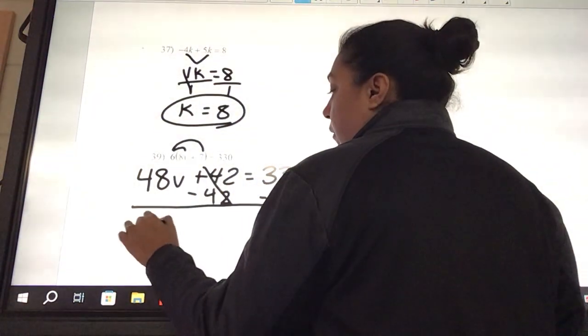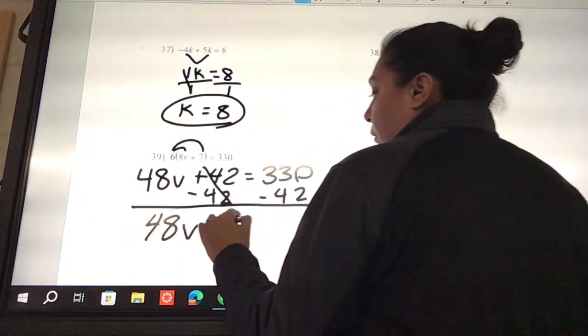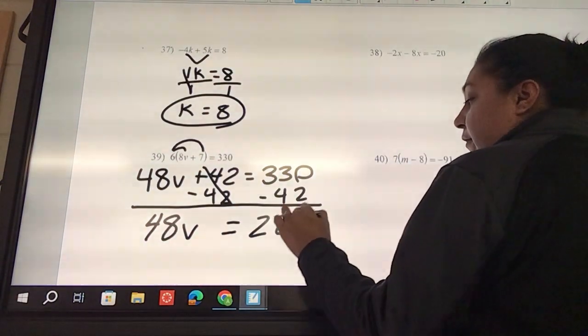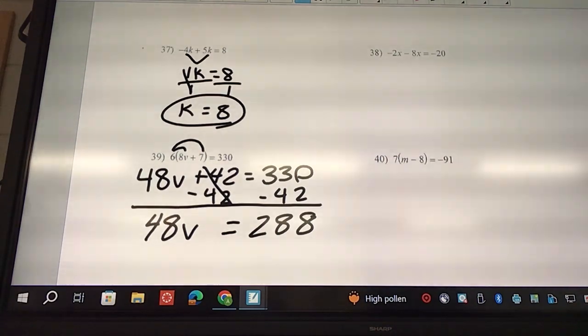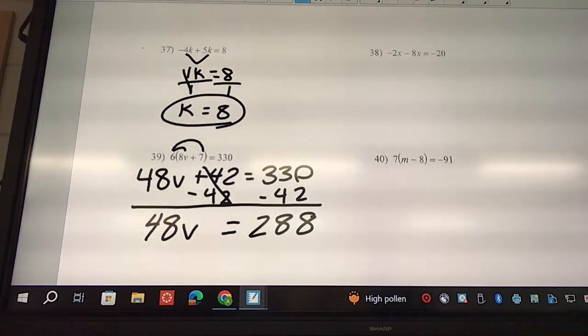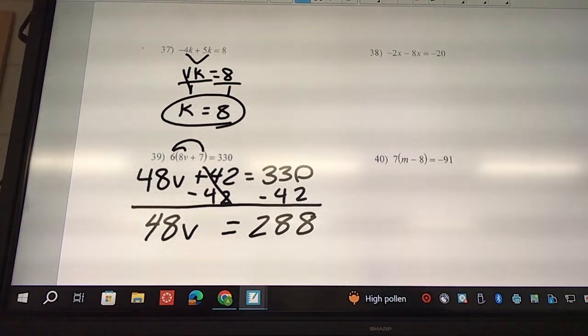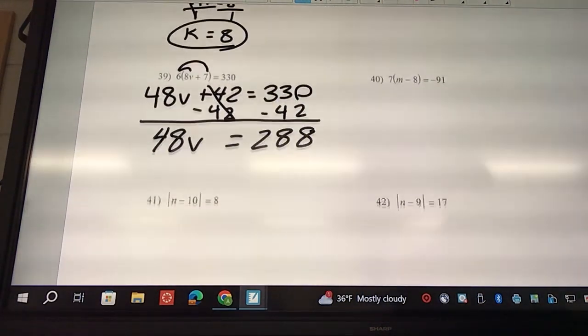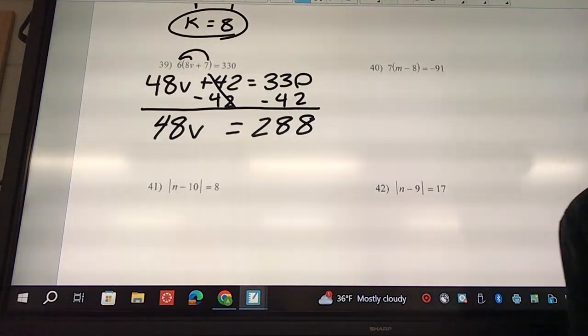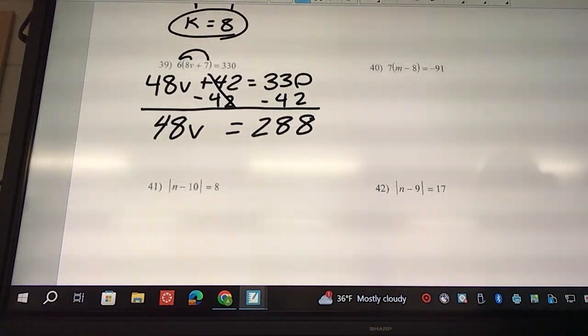288. Hold on. So we're going to get 48v, and you said 288? Somebody agree with that? Okay. Then what needs to happen? Divide by 48. You guys got 288. Yeah. Is that not right? I got 282. I got 288.